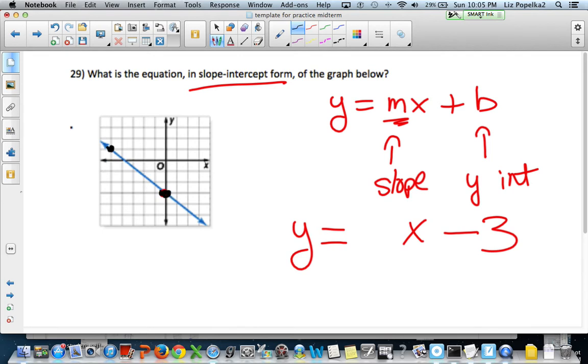So if I count to move from here to here, I have to go down 1, 2, 3, 4 places, and then 1, 2, 3, 4, 5 places over. So that means my rate of change is going to be 4/5, and because it's slanting downwards, it's -4/5. So my slope is -4/5, my y-intercept is -3, so my equation in slope-intercept form is y equals -4/5 x minus 3.